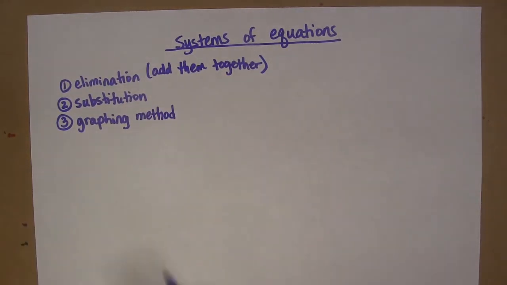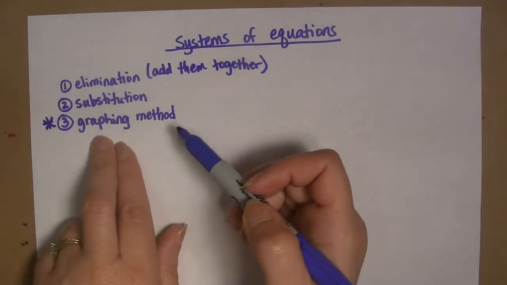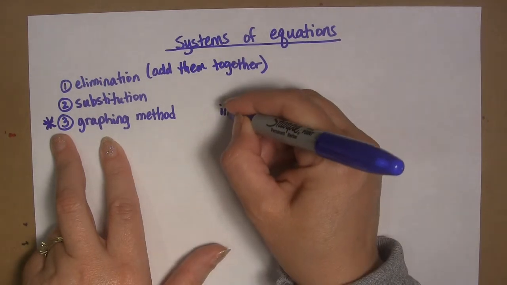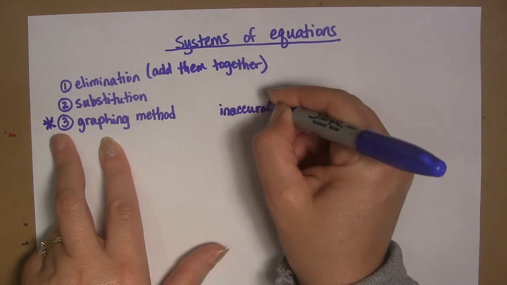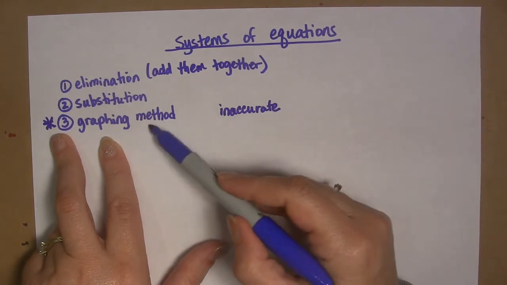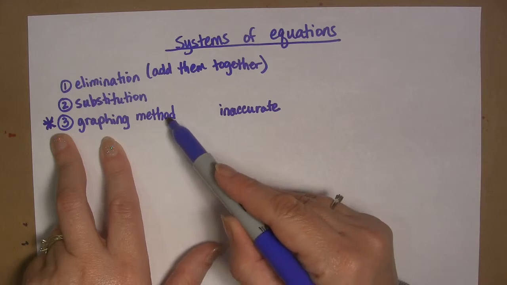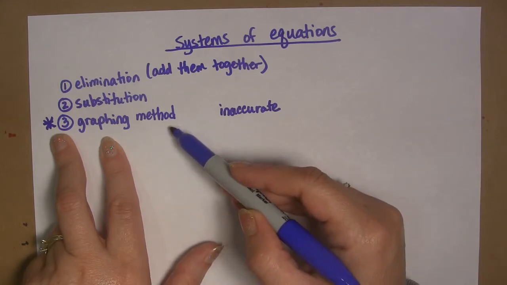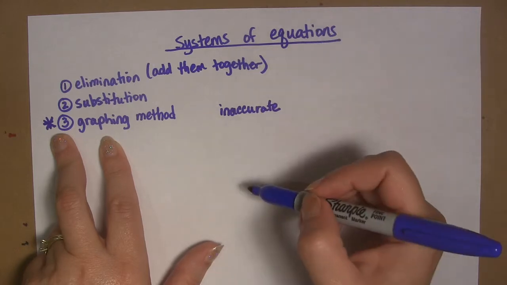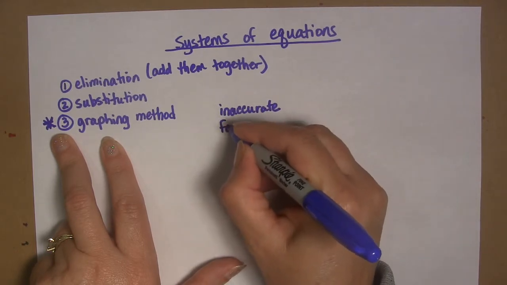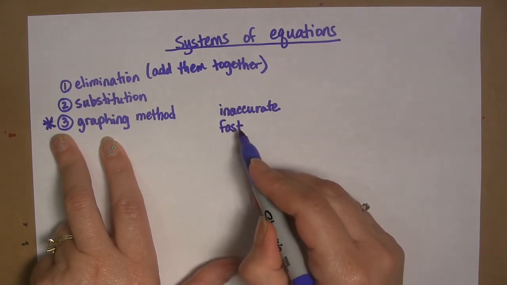Now, I will tell you that this one gets a star. Why does it get a star? Well, there are two reasons. The first reason is because it is markedly inaccurate. If you are trying to land a spaceship on the moon, you do not use the graphing method because it is far too dependent on how well you draw your graph. That is not a good technique to use when you're landing a spaceship. So it is inaccurate. However, it can be very fast.